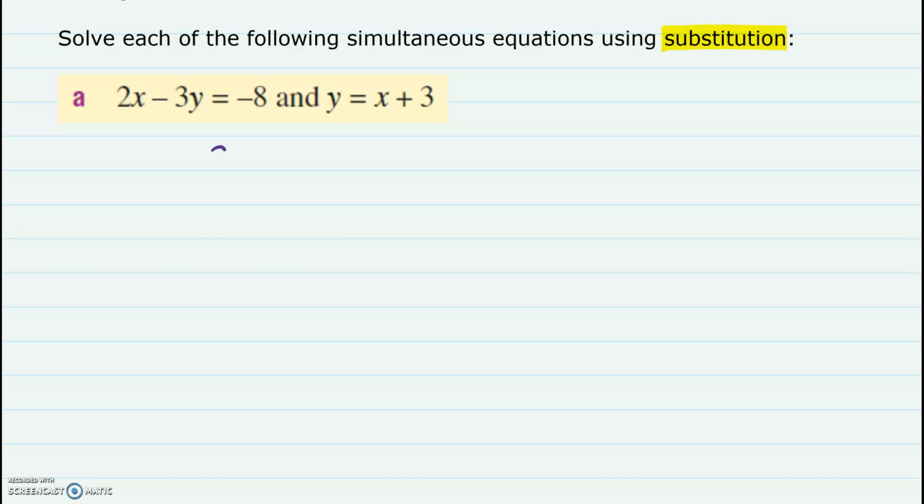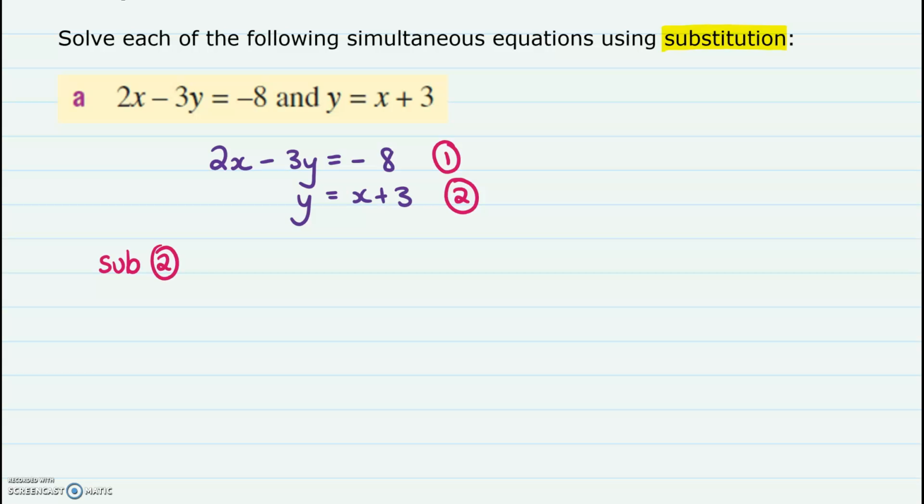For this one, I take my two equations, 2x minus 3y equals negative 8, and I call that equation 1. With the second one, I've got y equals x plus 3, and I call that equation 2. Now the person looking at your work needs to be able to understand how you arrived at your answer, so we use just a few little words. We don't write substitute, I just write sub. Equation 2 is the one that has the y equals, so I'm going to sub 2 in 1. That's enough of a description to explain to someone looking at your work what you've done.